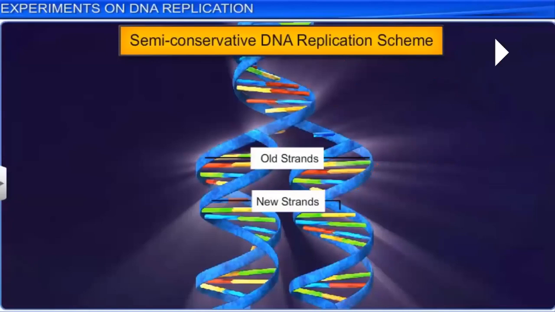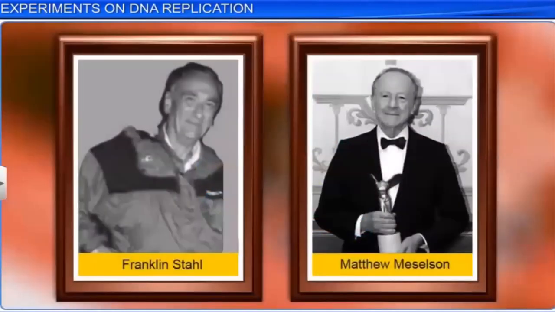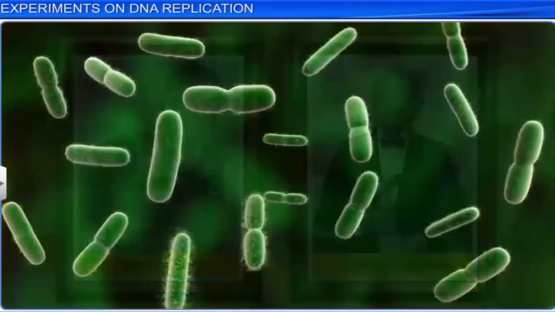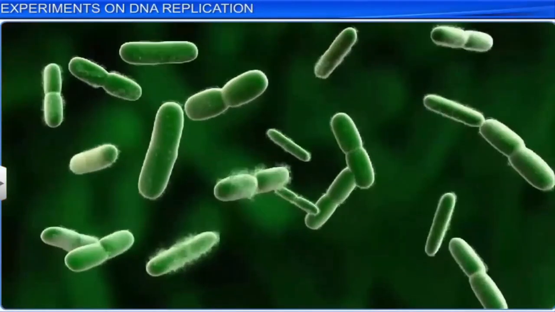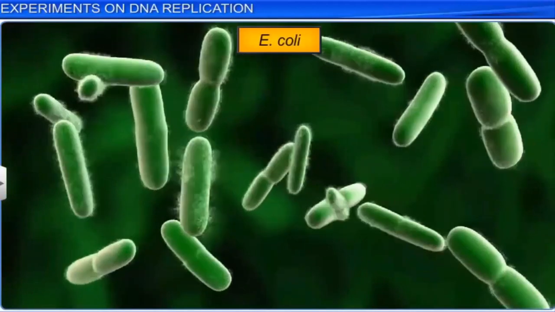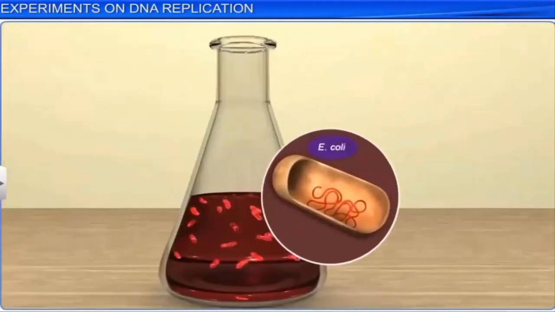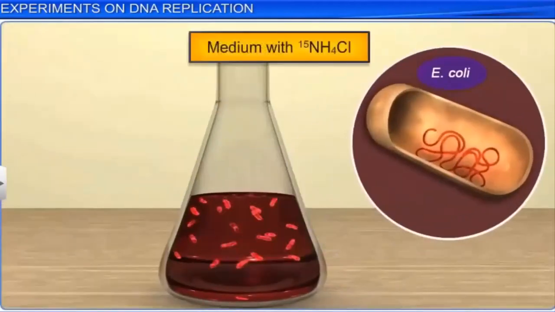Yes, we can proceed. In 1958, to find conclusive evidence for this scheme of semi-conservative DNA replication, experiments were conducted by scientists Matthew Meselson and Franklin Stahl on the bacteria Escherichia coli, or E. coli, a bacteria that divides every 20 minutes. Meselson and Stahl grew E. coli in a medium that had NH4Cl with the N15 isotope as the only nitrogen source.